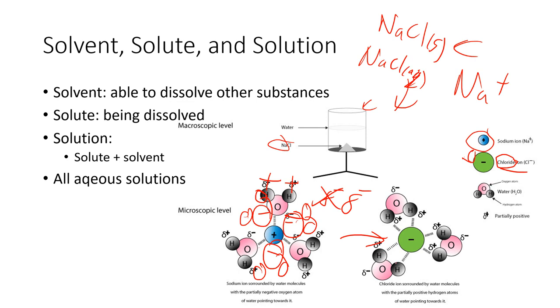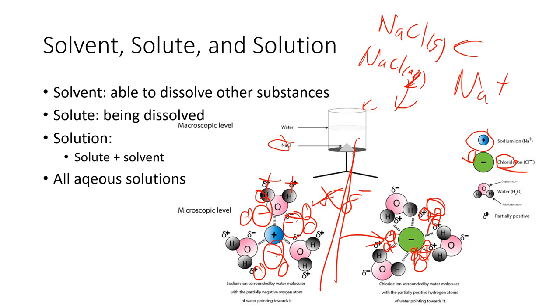And now for the chloride ion, the opposite happens. The positive hydrogen ends of the water molecule start being attracted to the negative chloride ion. And what happens is now the negative chloride ion is surrounded by the positive hydrogen atoms of the water molecule, and the positive sodium ion is surrounded by the negative oxygen atoms of the water molecule. Water basically separates the sodium and chloride ions. And because of that, you see sodium chloride dissolving.